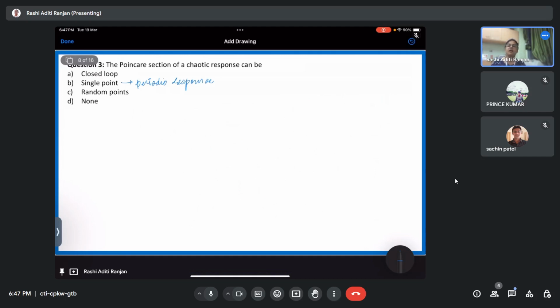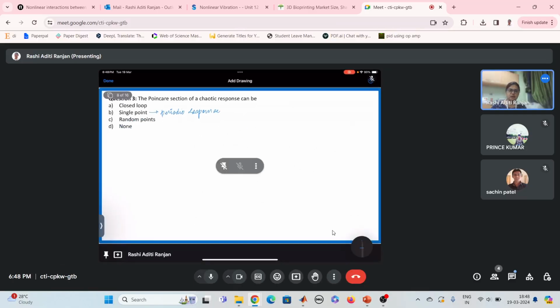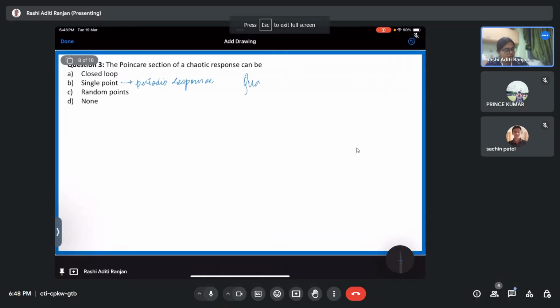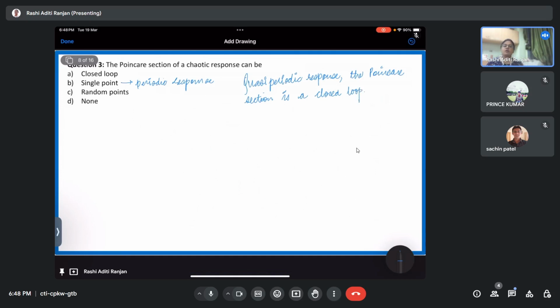If you remember, it was taught in your class that for a quasi-periodic response, if I try to plot the Poincare section, then it becomes a closed loop. It is a closed loop that I can see, right? So in case of a quasi-periodic response, the Poincare section is a closed loop. So anyways, this is not going to be our option B.